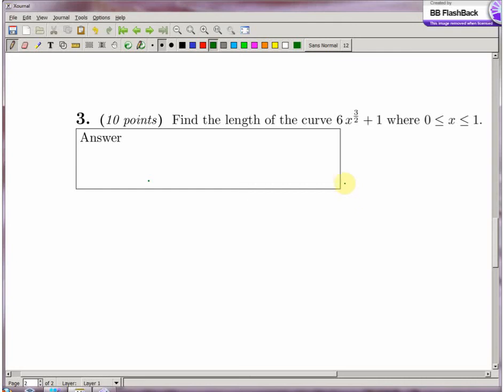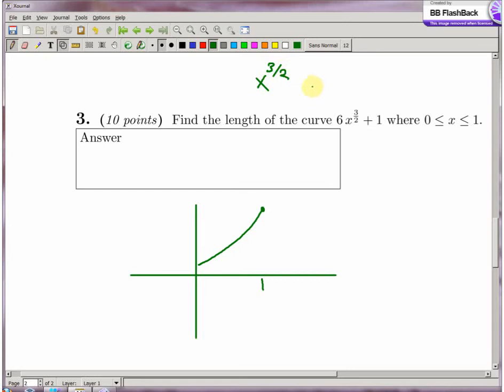Okay, so let's do number 3 from the practice exam. It's an arc length question. If you were to graph this, it just basically looks like this, right? If you go from 0 to 1, you can hardly tell that it's curved. And you remember that this is what the book called the semi-cubical parabola.